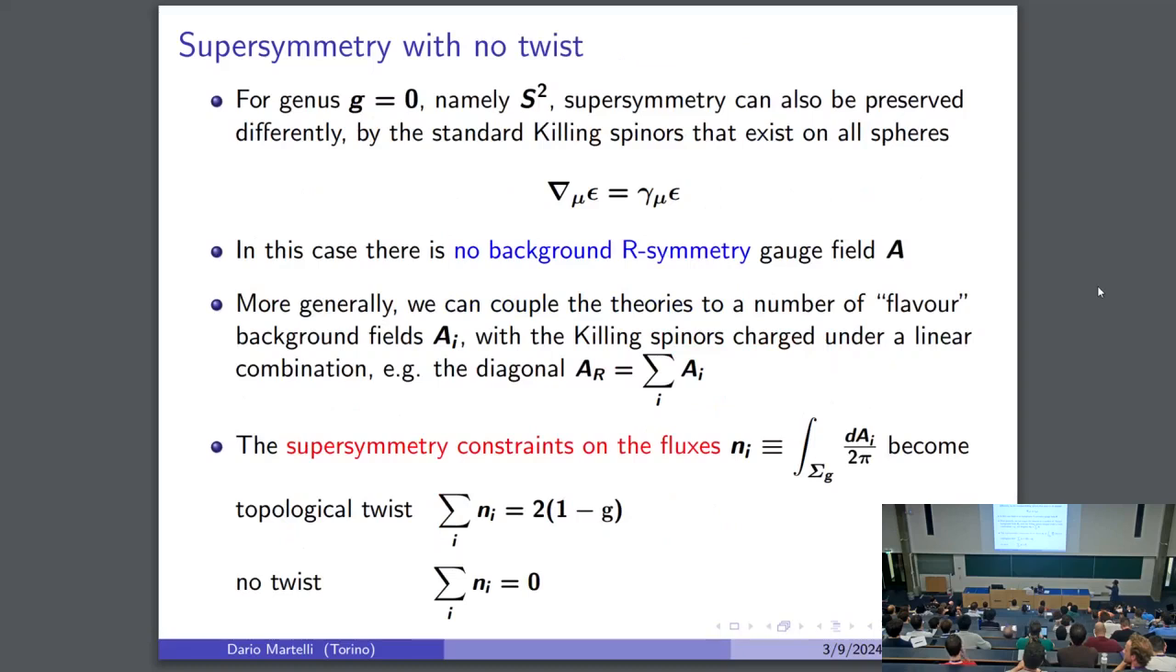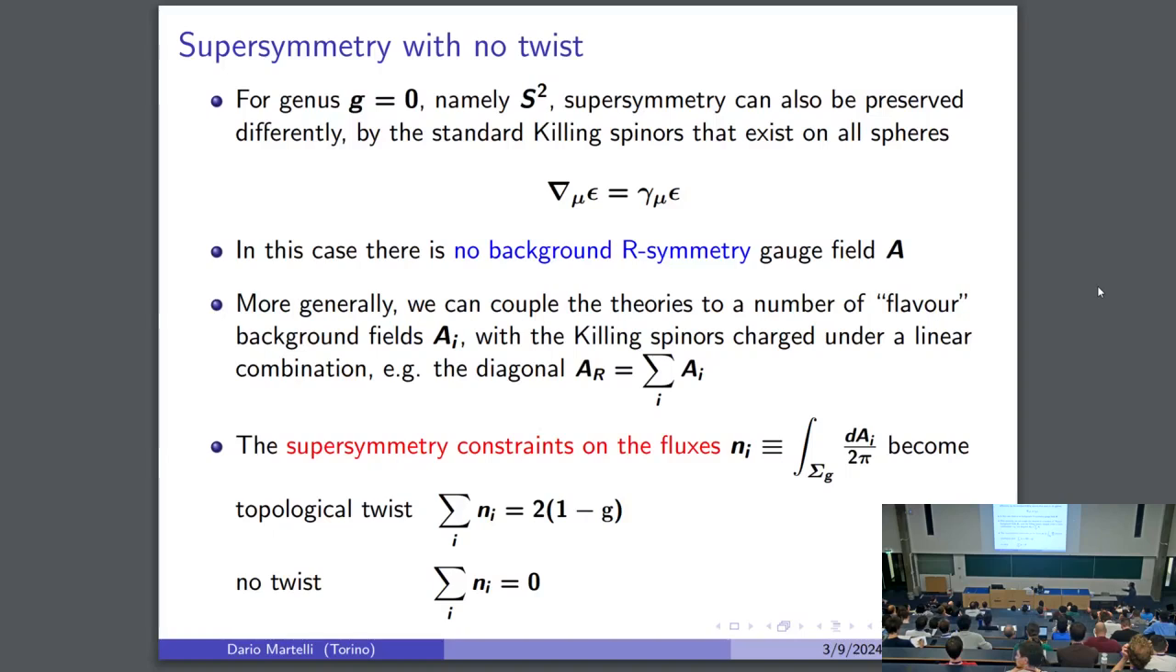So for G equals 0, for this two-sphere, supersymmetry can also be preserved in a different way, and perhaps a more standard, more traditional way, because, as is well known, on any sphere in any dimension, there exist Killing spinors that obey this equation here. And in this case, there is no need to add any background gauge field, A. So I will refer to this as a sort of no-twist condition, but still supersymmetry, of course, is preserved.